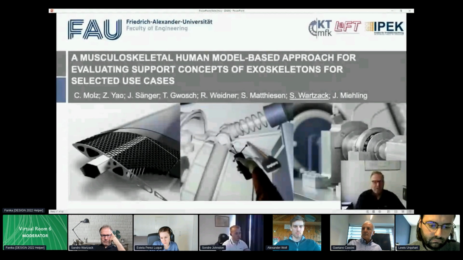The publication is based on a collaboration between 3 institutes, and that are the Laboratory of Production Engineering at the Faculty of Mechanical Engineering at Helmut Schmidt University in Hamburg, the Institute of Product Engineering at Karlsruhe Institute of Technology, and the Engineering Design Lab at FAU Erlangen-Nürnberg. And the whole project is sponsored by the German Research Association.